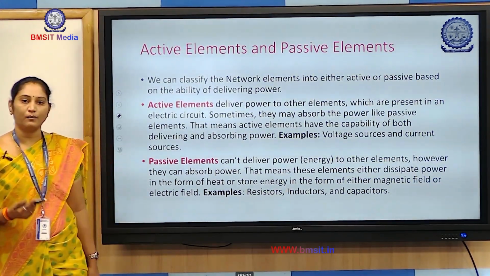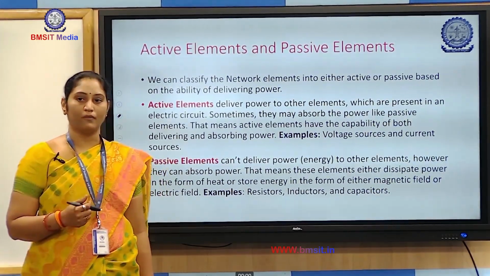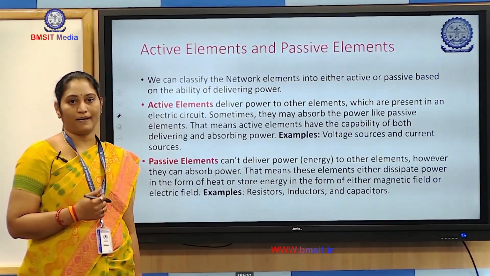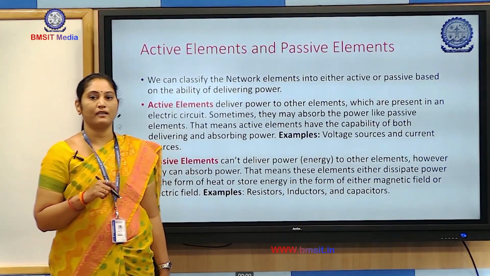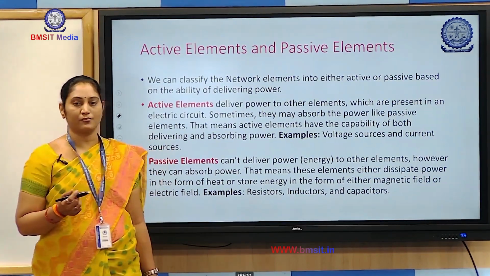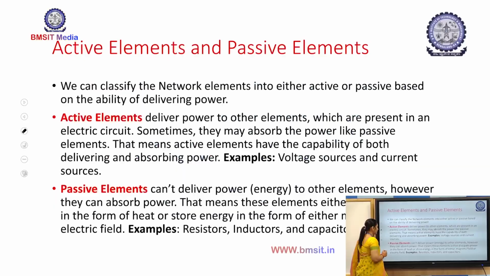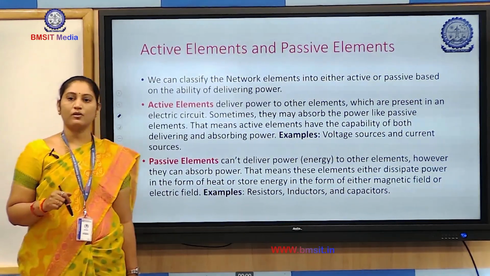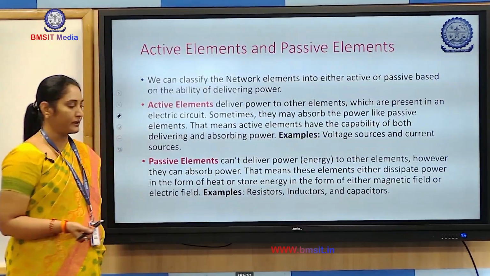Sometimes these active elements can also absorb power, like the passive elements, but still, if the active elements are present in a network, we call that an active network. For example, we have a voltage source and a current source. If a network contains a voltage source and a current source, then we call it an active network.